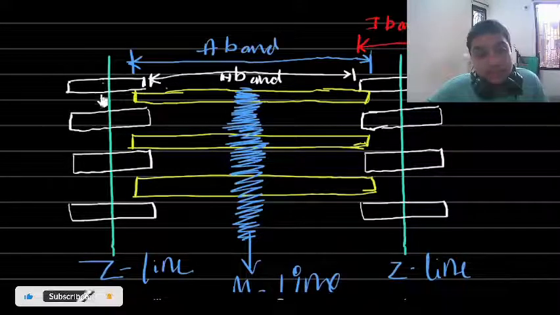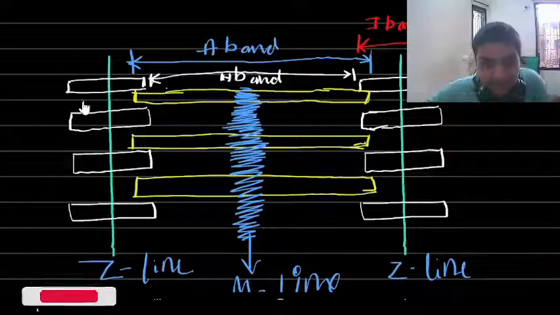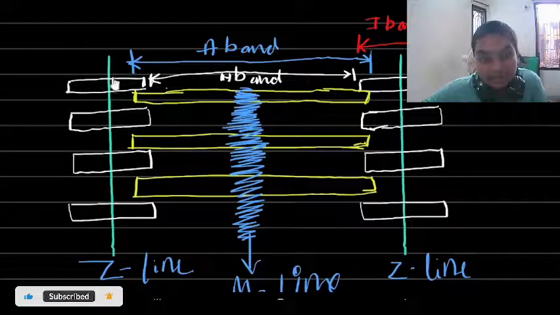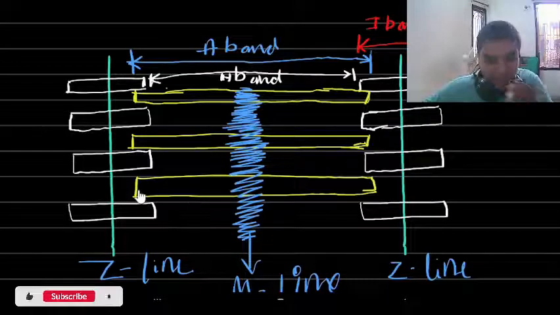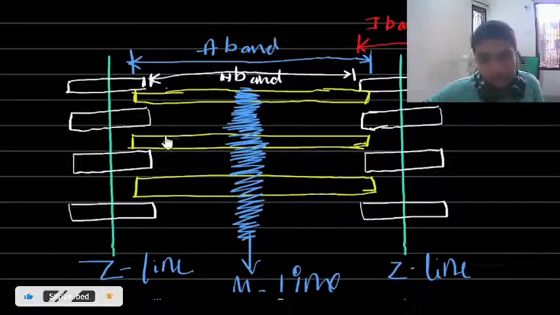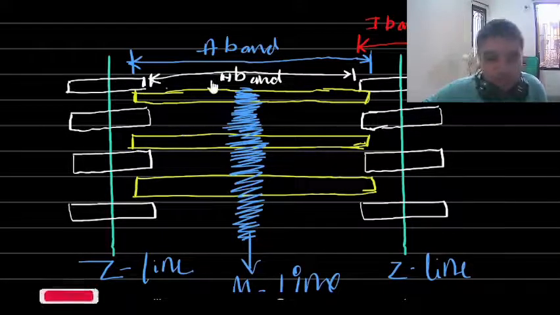Sliding filament theory explains the contraction of muscle, which we will see in the next lecture. It explains that these actins slide over myosin, pulling these Z lines inwards, thereby contracting the muscle when we want. That's not our concern now.